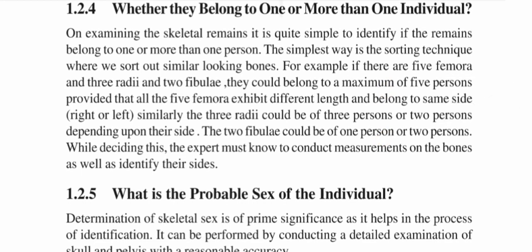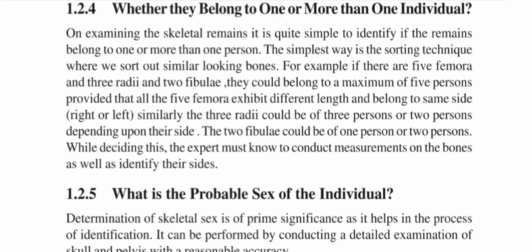Whether they belong to one or more than one individual. On examining the skeletal remains, it is quite simple to identify if the remains belong to one or more than one person. The simplest way is the sorting technique, where we sort out similar looking bones. For example, if there are 5 femora, 3 radii and 2 fibulae, they could belong to a maximum of 5 persons, provided that all the 5 femora exhibit different length and belong to the same side, right or left.